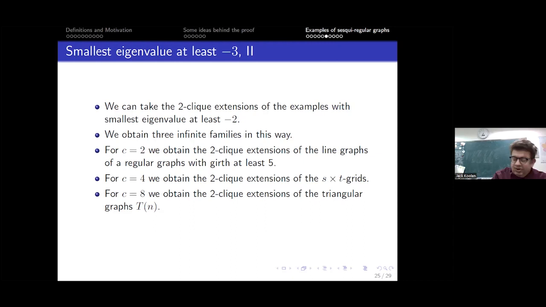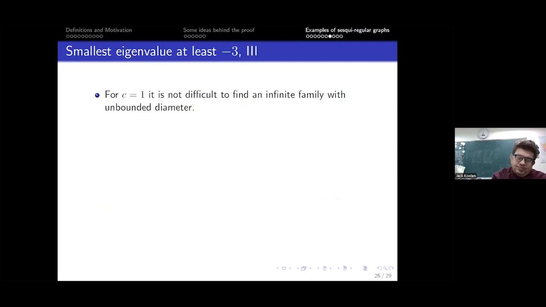But then early in November, Mr. Ger found that we have more examples. And of course, for C is 1, it's not difficult to find an infinite family with unbounded diameter. You do essentially the same thing as for the line graph. It is not so difficult to see what you really need to do.